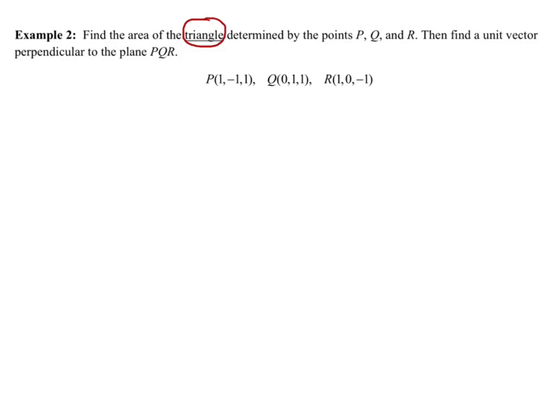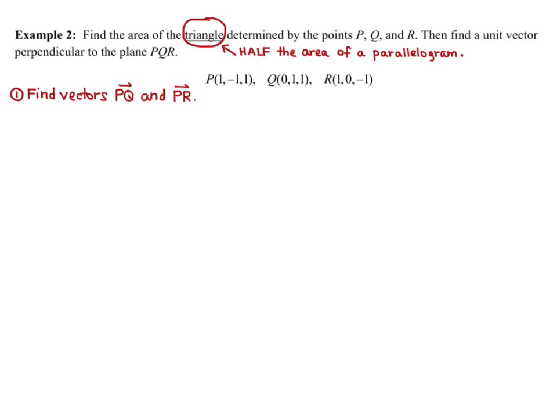is find our vectors. Now in this case they're defining a triangle. The formula we have is for a parallelogram. So a triangle is half the area of a parallelogram, so we'll have to use our formula, and then divide by 2. Before we do that, let's find vectors. So let's say our base point is P. So I want to find PQ and PR.